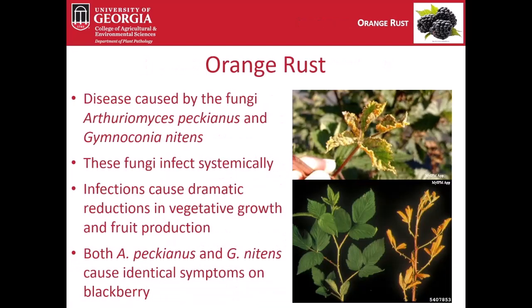All right, so the disease orange rust is actually caused by a couple different fungal species, and these fungal species infect the plant systemically. This is a very important distinction, because once the plant is infected, you can't just prune this disease out. Some people have asked, can I just mow these plants down, and will the new canes still have rust? If it's orange rust, they will, because the plant's been affected systemically. The infections cause dramatic reductions in the vegetative growth and the production of fruit. You don't really need to know which of these two species of fungi you have, because both of these cause orange rust, and their symptoms are pretty identical.